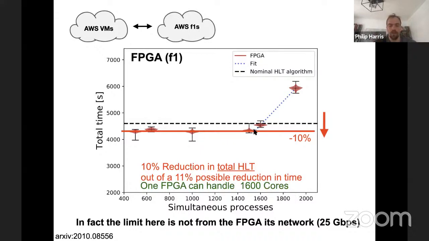And then what we see is that things start to slow down after 1500 cores. It turns out that the reason this slowed down was not because of the FPGA. It was actually because we did this on Amazon. Amazon has FPGAs on them, and they have a 25 gigabit per second limit into their FPGAs. But we knew we could actually run this at 100 gigabits per second.